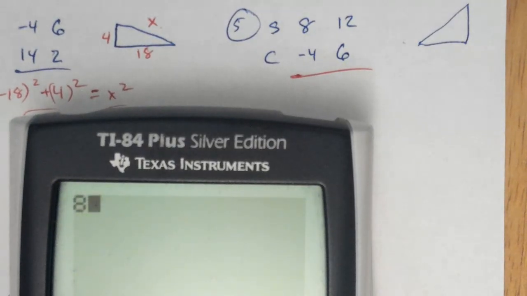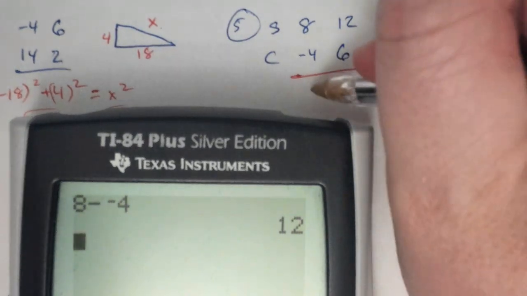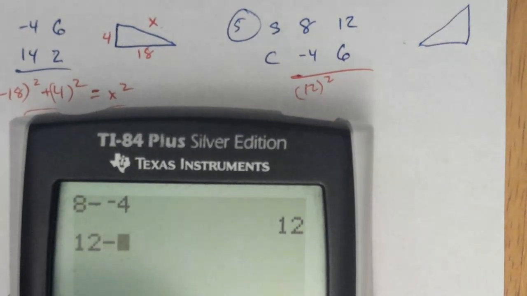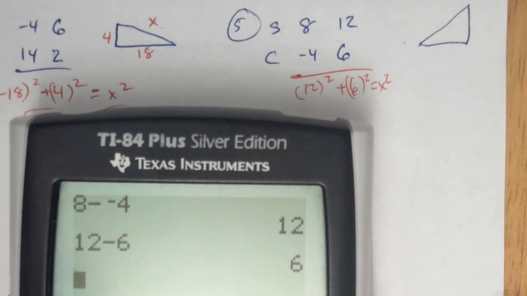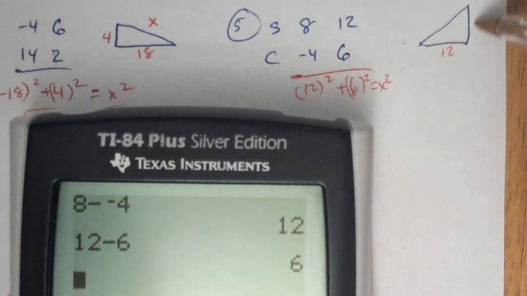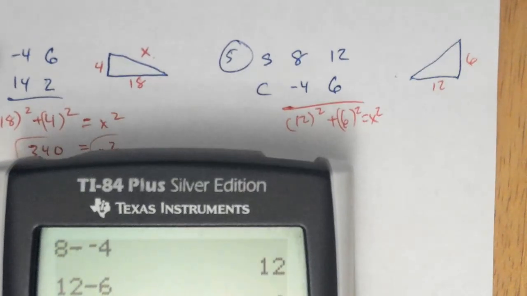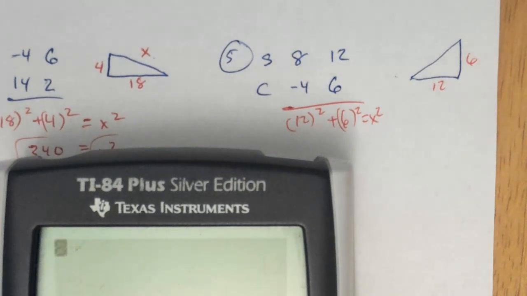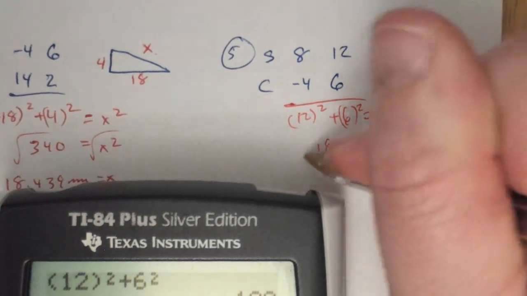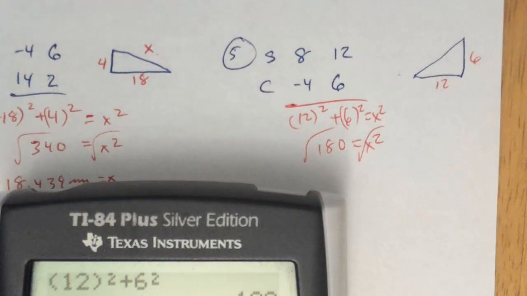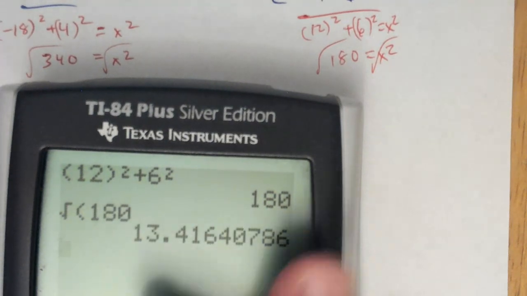All right, so we have 8 minus a -4. We pop out with 12. And then 12 minus 6, we get 6. So you just found out that this is 12 hops and this is 6 hops. All right, and now I'll put that in the calculator. We have 12 squared plus 6 squared. You got 180. So we have 180 is equal to x squared. You square root both sides, the square root of 180, and you pop out with this number right here.